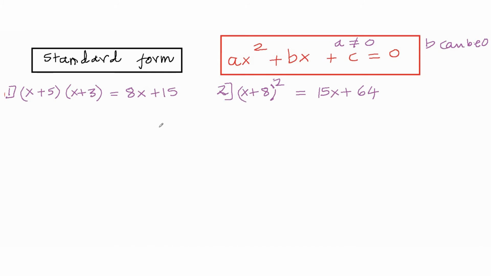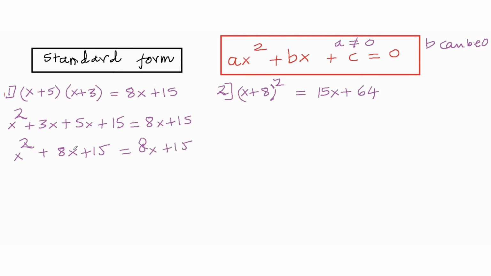So consider these two equations. Let us express them in the standard form. So we have x into x becomes x square. I will have to open up the brackets. X into 3 is 3x. Then 5 into x is 5x. And 5 into 3 is 15. This becomes 8x plus 15. And therefore this becomes x square plus 8x plus 15 is equal to 8x plus 15. Now 8x cancels and 15 cancels, which means x square becomes equal to 0.